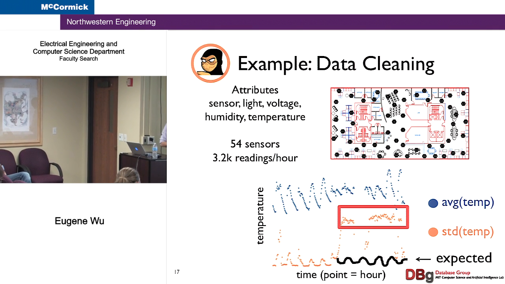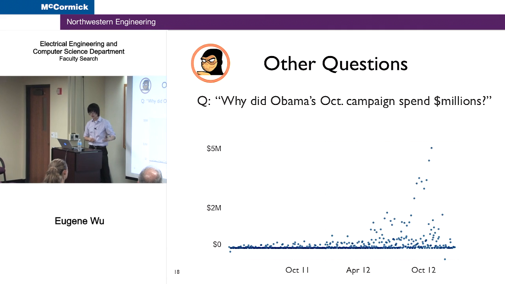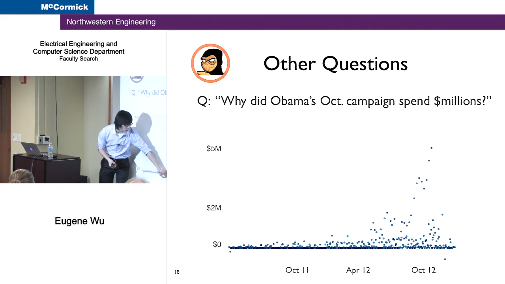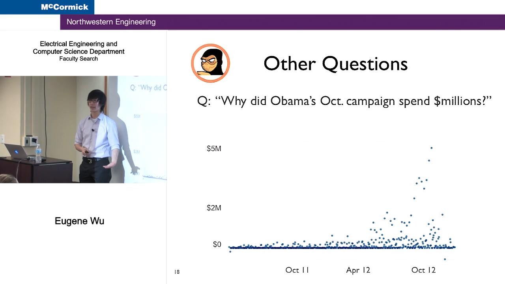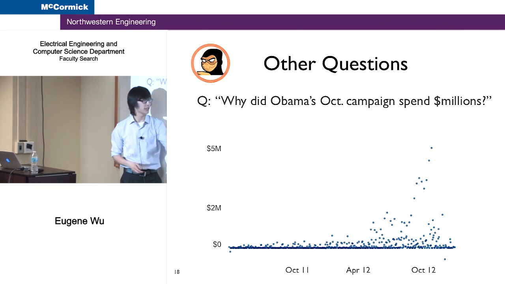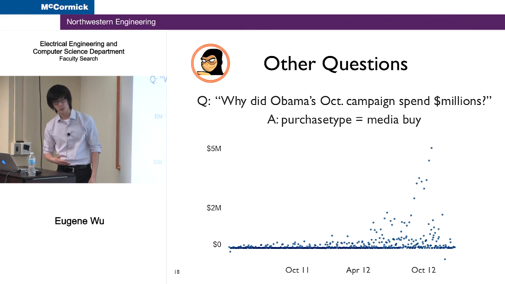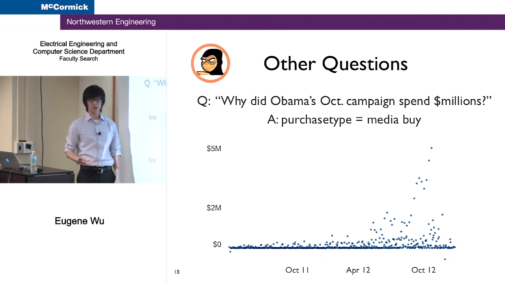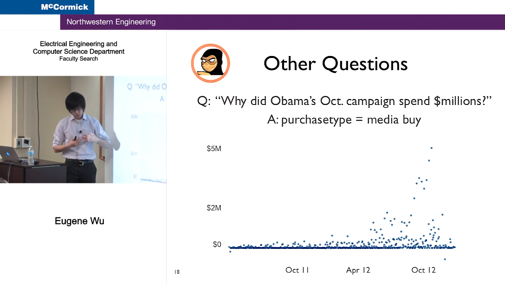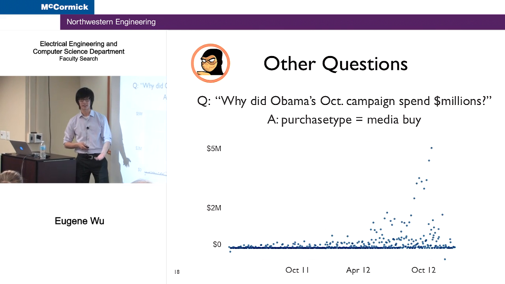Fine. So other questions that Scorpion can answer: we've tried it on Obama's campaign expense data. Here, each point is the total expenditure of his campaign for a given day. When you ask why Obama's campaign spent millions upon millions of dollars here, the system will tell you that if you remove all of the media purchases from his campaign, then his campaign expenditure would look normal compared to the other days.